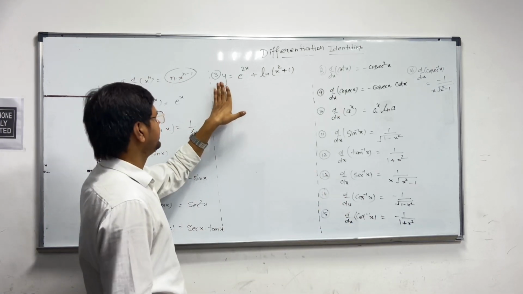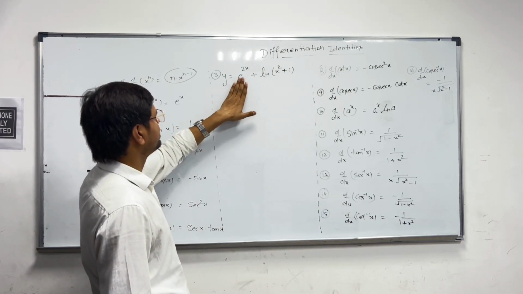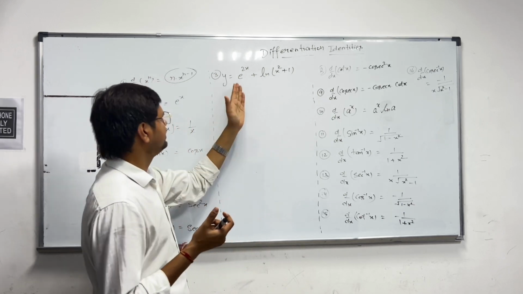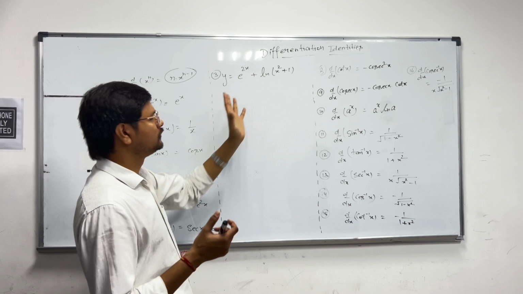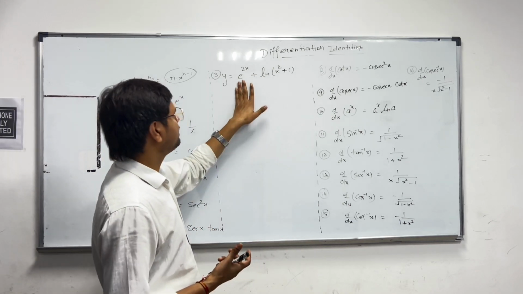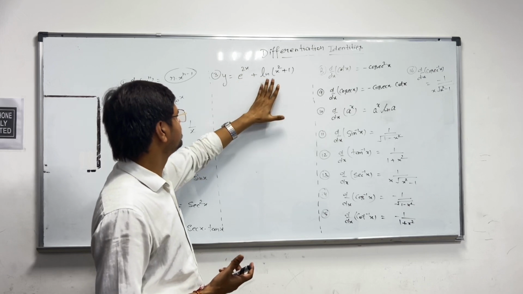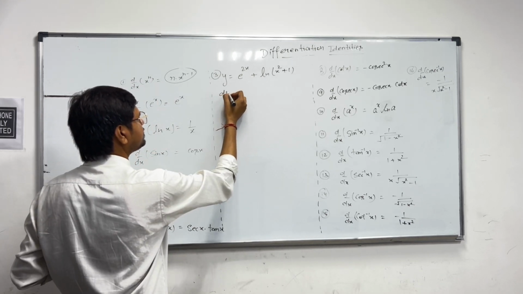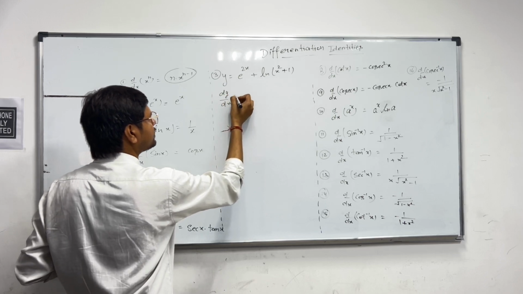The third one here, y is equal to e to the power 2x plus ln of x square plus 1. So here you can see there are two functions, not in multiplication, not in division. So how do we solve this one? We have to differentiate these functions with respect to x. So differentiation of this one with respect to x will be dy over dx. Okay, you know this.